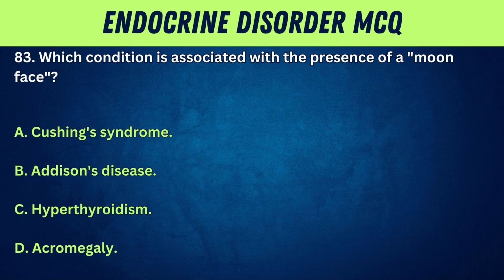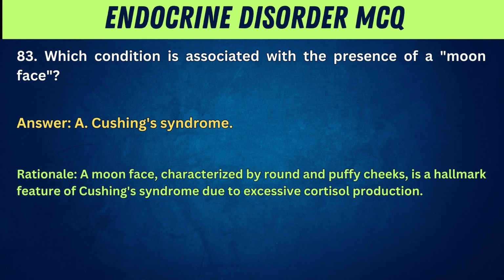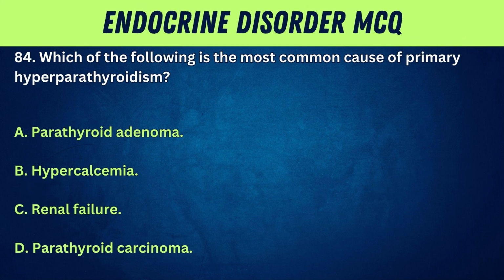83. Which condition is associated with the presence of a moon face? A. Cushing's syndrome. B. Addison's disease. C. Hyperthyroidism. D. Acromegaly. Answer: A. Cushing's syndrome. Rationale: a moon face, characterized by round and puffy cheeks, is a hallmark feature of Cushing's syndrome due to excessive cortisol production.